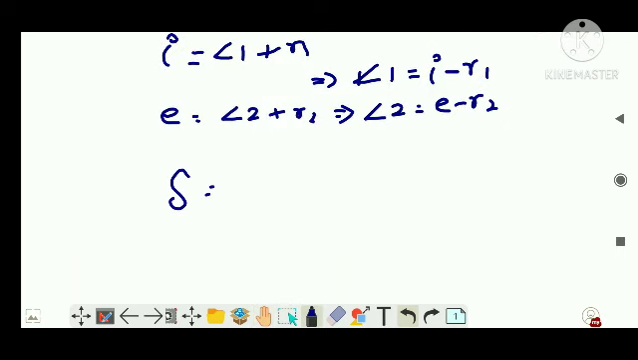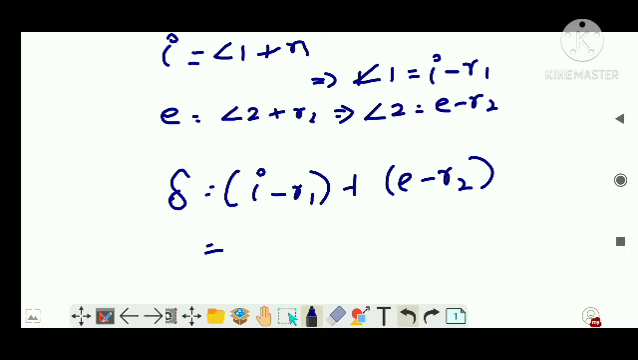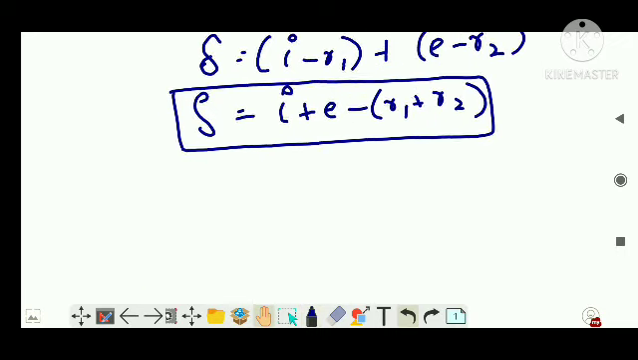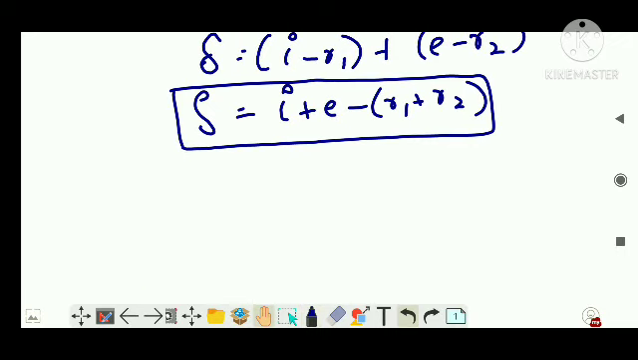Now let's substitute these values. So delta, that is the deviation, or the angle by which the incident ray is deviating from its path, is equal to I minus R1 plus E minus R2, right? Or I can write this as I plus E minus (R1 plus R2). This is the deviation equation.